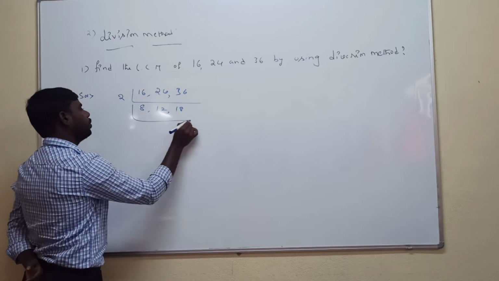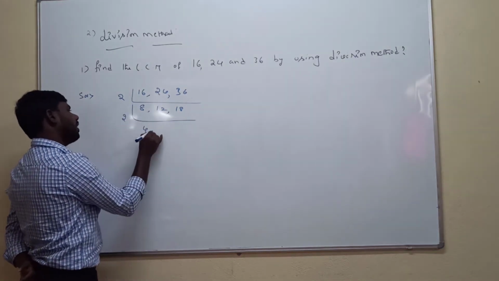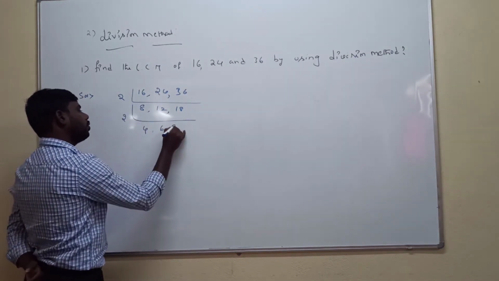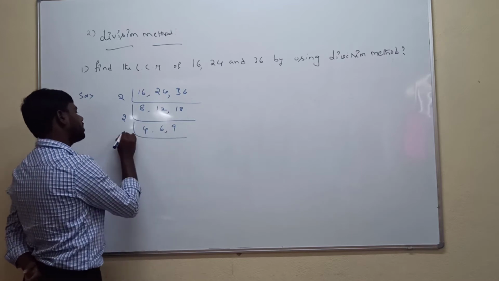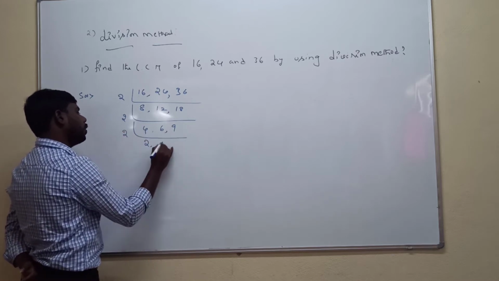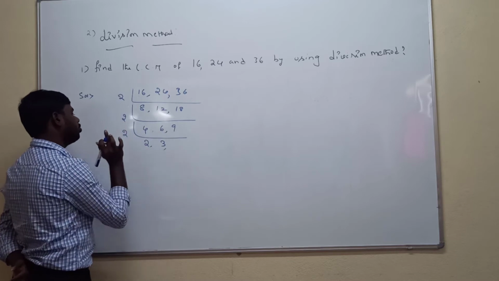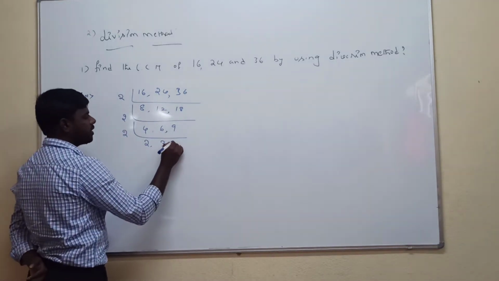Next you can take 2 again. 2 4s are 8, 2 6s are 12, 2 9s are 18. The next one is 2. 2 2s are 4, 2 3s are 6. 9 is not divisible by 2, that's why 9 is written as it is.